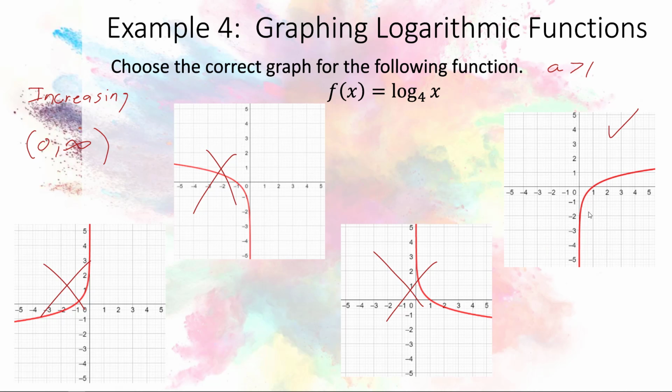Once again, the other functions are just reflections of log base 4 of x. This one is actually negative f of negative x. This one right here is f of negative x. And then this one right here is basically negative f of x. Once again, they're just reflections.